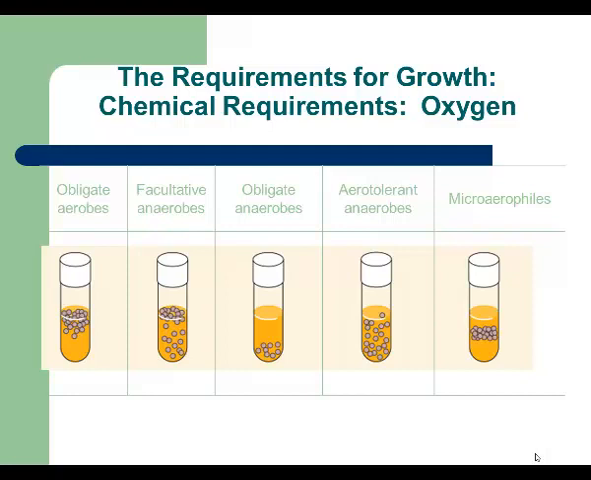The next group is obligate anaerobes. Obligate anaerobes do not require oxygen for growth. Even more, they can be killed by oxygen. And that's why you see all those bacterial cells on the bottom of the tube.